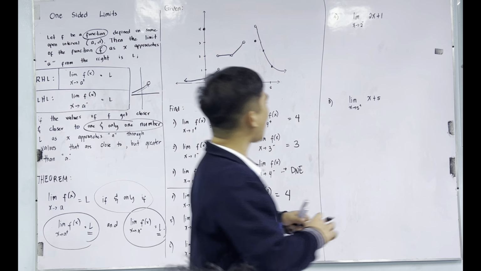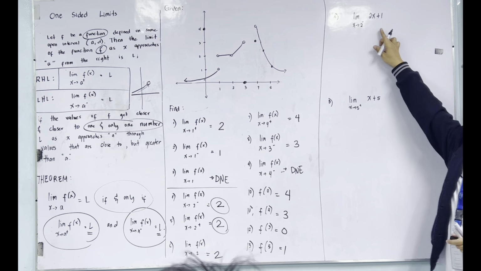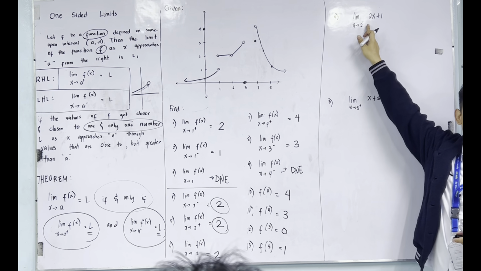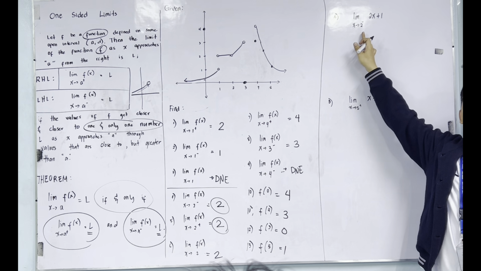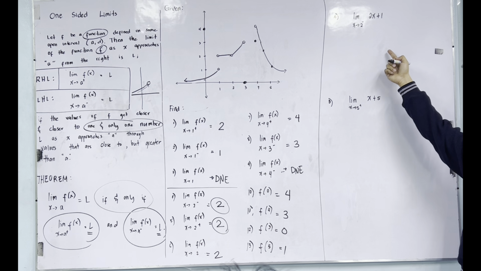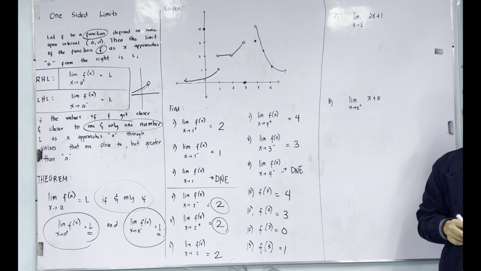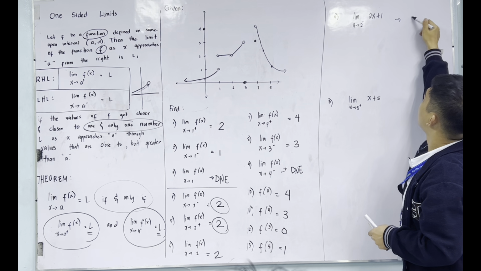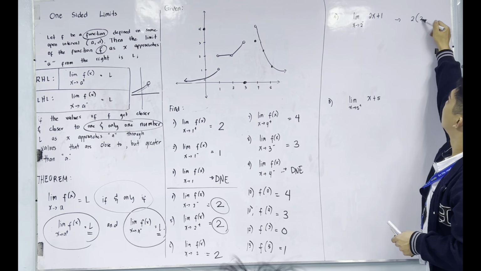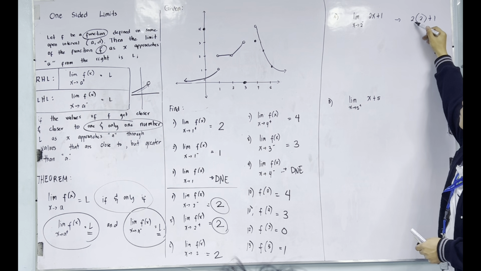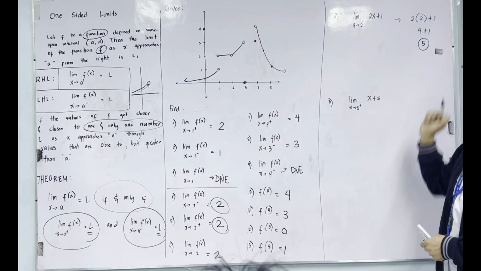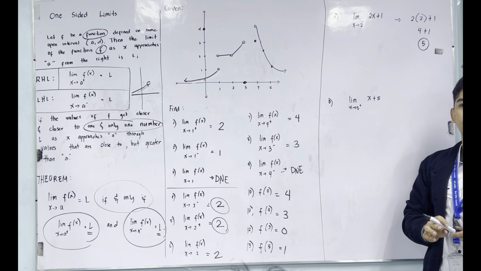Next, for next example, we're going to find the limit of 2x plus 1 as x approaches 2 from the left. So, paano natin hahanapin? Substitute, no? Parang theorem lang natin. Substitute lang natin. So, we have 2 times 2 plus 1. So, we have 2 times 2, 4 plus 1. So, the limit is 5. Nakuha yun?